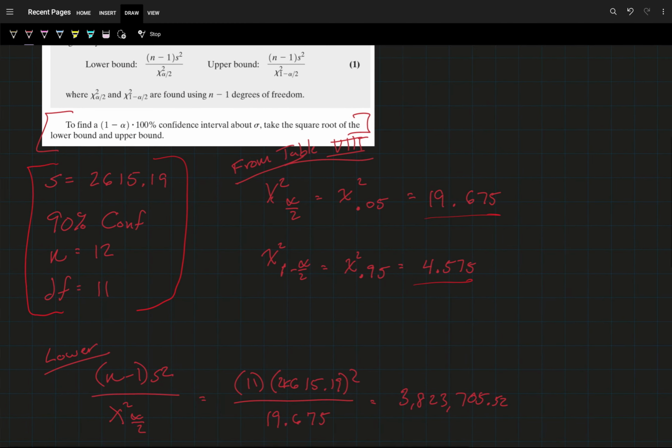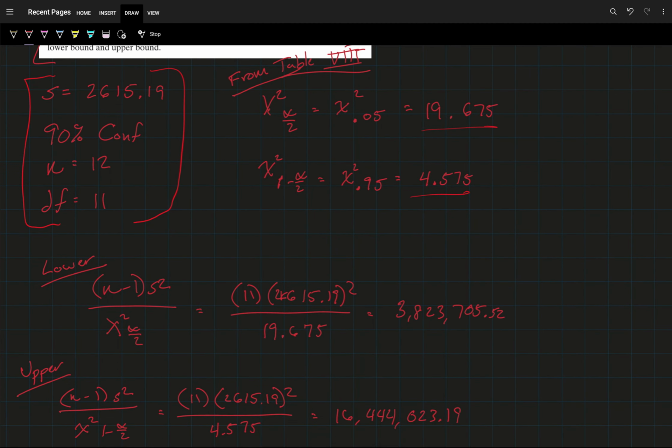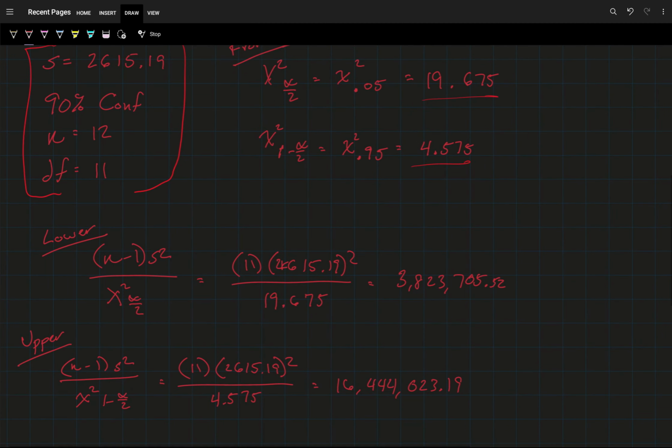So from there, it's pretty much just plugging in. We have our lower bound of n minus 1 times s squared over chi-squared alpha over 2. We just plug our values in and we get a big old number there, almost 4 million. And then going through with our upper bound, we do the same thing. The numerator is the same. The only thing that changes is the denominator, the chi-squared value we get there. And that gives us roughly 16.5 million there.